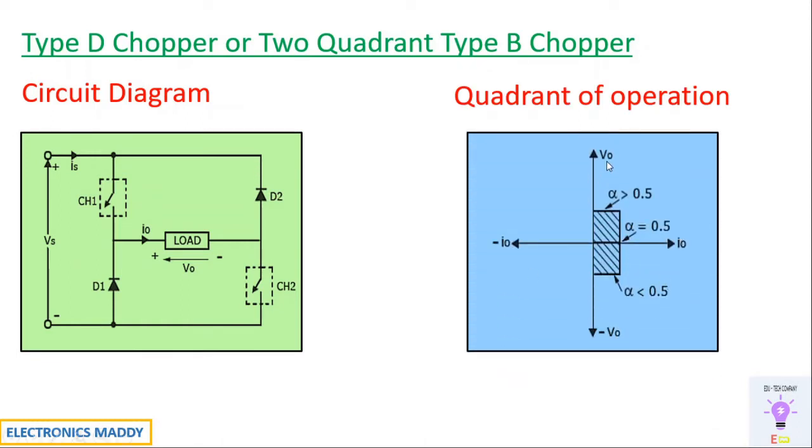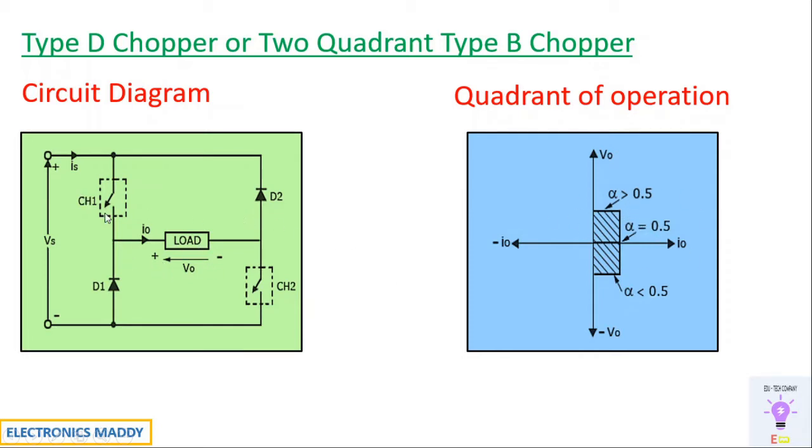So the voltage can be positive or negative, but the current is always positive. So how do we justify this statement? When CH1 and CH2 are turned on simultaneously, the current flows in this particular path from the source to the load. Vout will be positive, Iout will be positive. So that concludes it operates in first quadrant.